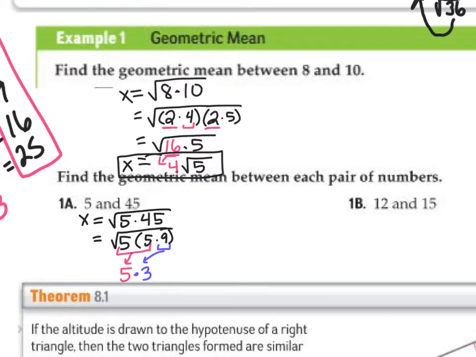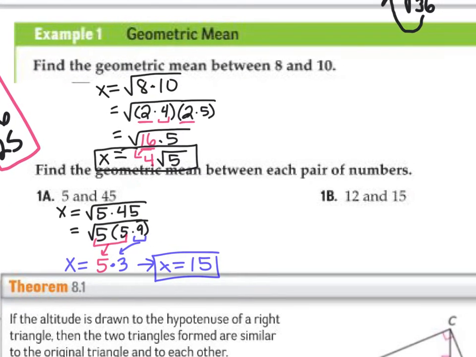So here, now we are going to have our geometric mean equaling 5 times 3, or 15. Okay, and then one more example. The geometric mean of 12 and 15.